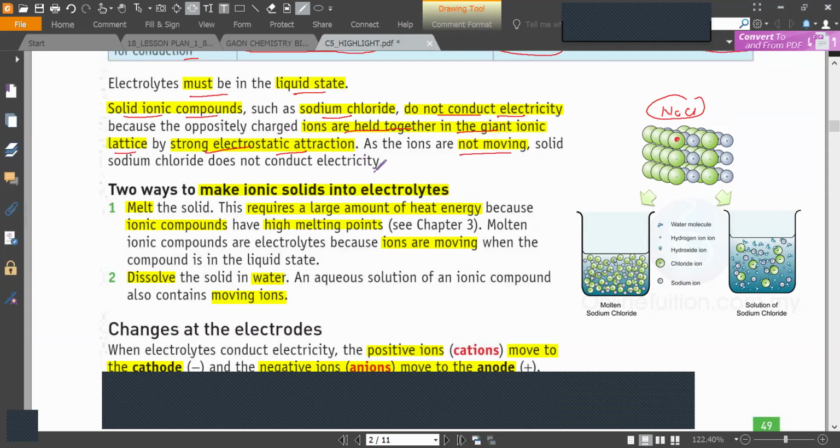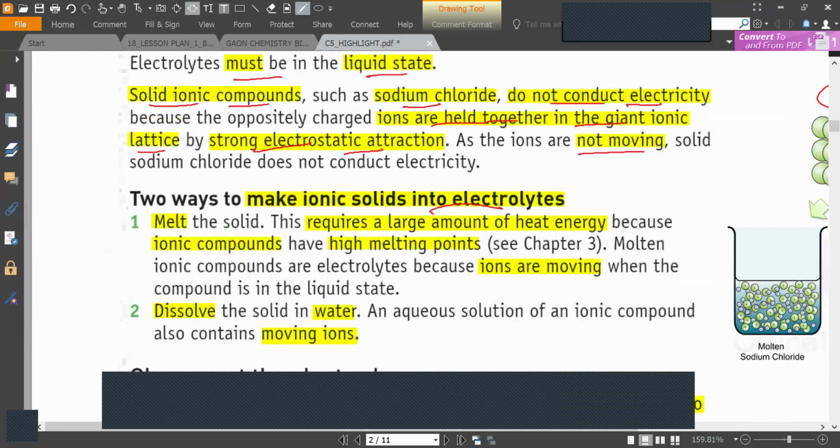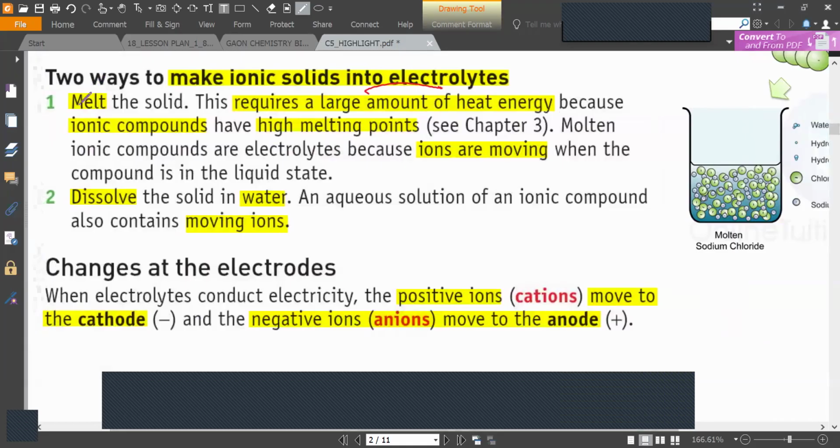So we want to make it into electrolytes. There are two ways to do it. Let's take a look. The first way is melting. So melt the solid.